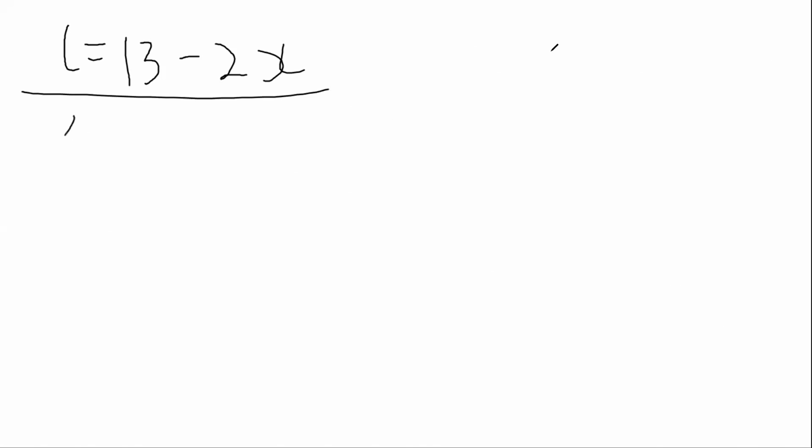All right, next part. You have to prove that L is equal to 13 minus 2x. So we know from the answer before, that 4x.